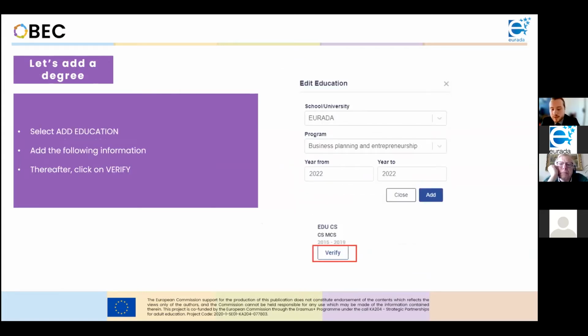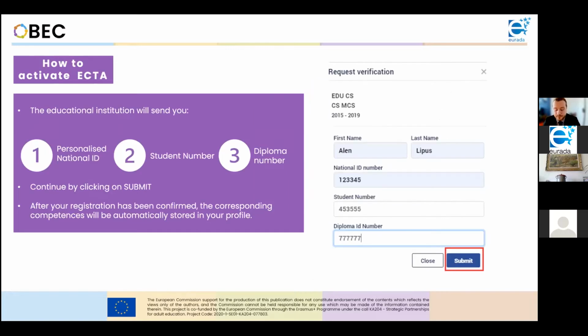Because after completing this course, you can add the following information. For school and university, you can add EURADA. For program, please enter business planning and entrepreneurship, and the year is 2022. After you've clicked add, please enter verify.